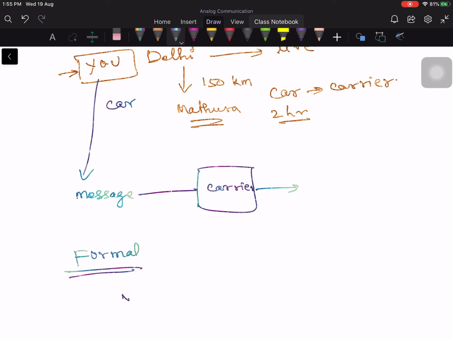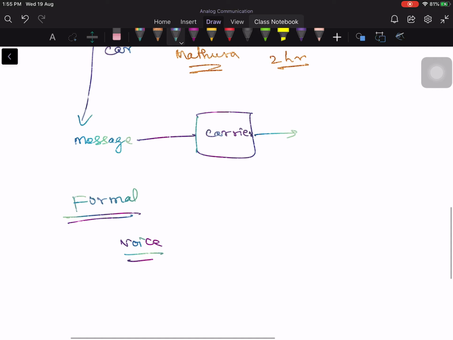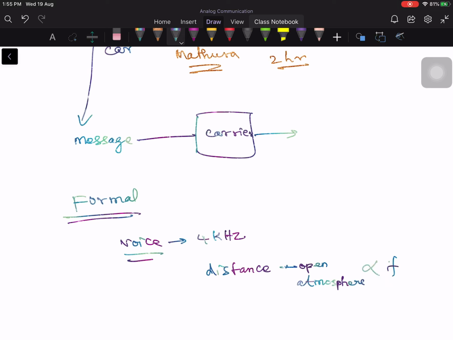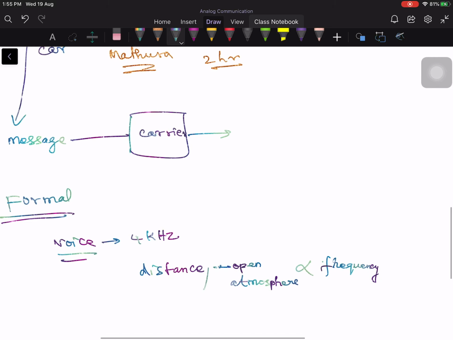Like you take voice signal. We always take the example of voice signal. The frequency is, let's say, 4 kilohertz, highest frequency. So the distance that can be traveled by a signal in an open atmosphere is directly proportional to its frequency. Okay, if frequency is high, then you can cover long distance.